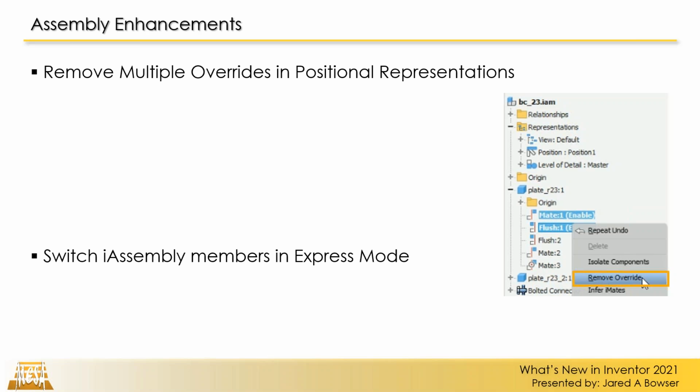The next one there, it's pretty nice. It allows you now to switch iAssembly members in Express mode. So if you're dealing with a larger assembly that Inventor opens up automatically in Express mode, you can now go to your iAssemblies and switch between the different members without being forced to open up the full version. Depending on the size of the model that you're working with, you know that being forced to open up the full version could take a couple minutes, again, depending on how large that assembly is.